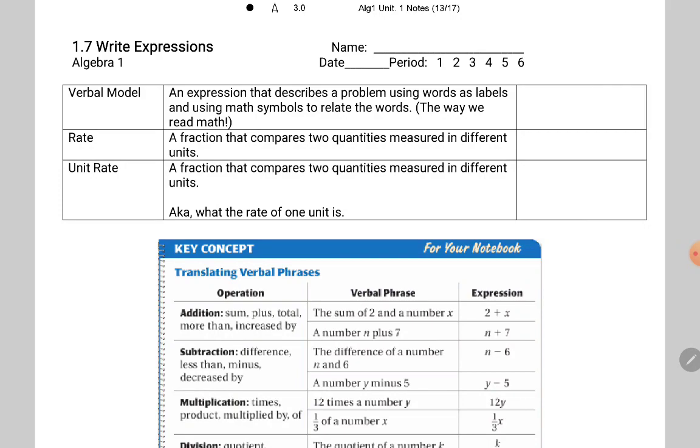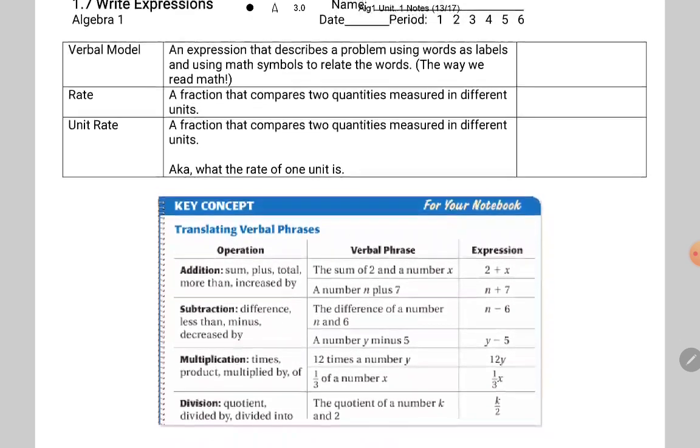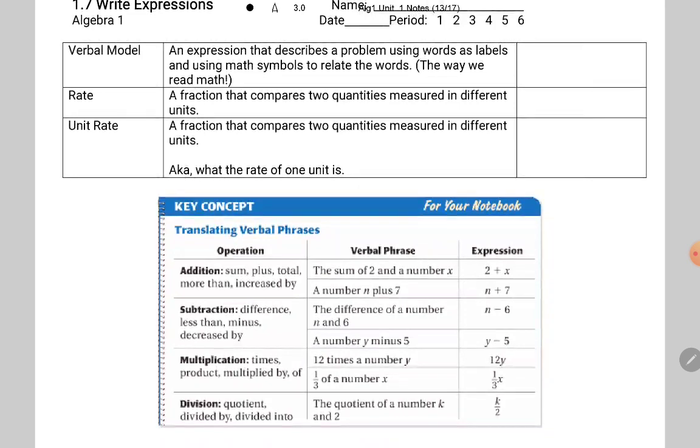A verbal model is an expression that describes a problem using words such as labels and using math symbols to relate the words. It's basically the way we read math. 2 plus 2, stuff like that. 2 minus 2. 2 to the power of 3, 2 cubed. Stuff like that.